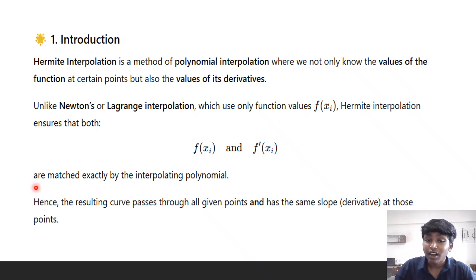And after we get the interpolating polynomial, we see that all the values will match the given values for the function. Hence we will get a curve with the same derivative also. In Newton or Lagrange interpolation, it only matches f of x, but in Hermite interpolation we will get the same slope also. After we differentiate the Hermite polynomial, we'll get the same slope according to the given values.